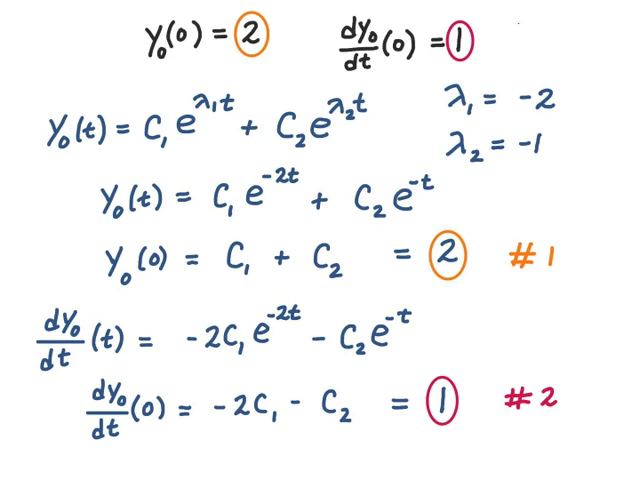And then we take the derivative of y0(t) with respect to time, and we find that's equal to -2c1 e^(-2t) - c2 e^(-t). We set t equal to 0, and we find out that derivative at time 0 is -2c1 - c2, which must be equal to 1, since that's the initial condition on the derivative. We'll label that equation number 2.